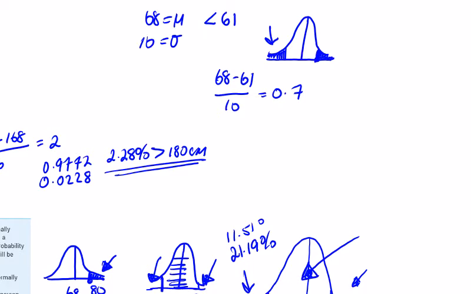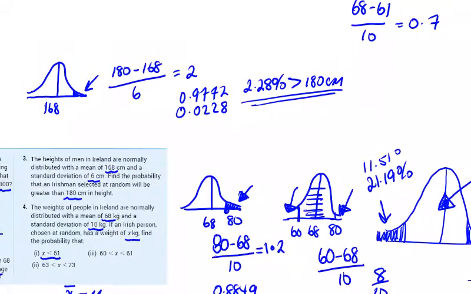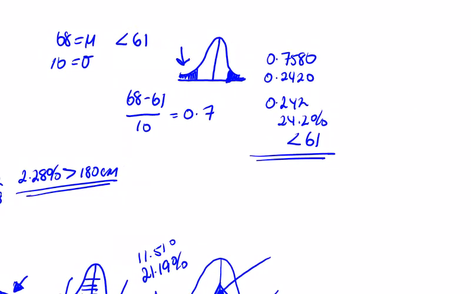0.7 as a z-score is 0.7580, which means the tail is just less than 25%, 0.2420. So 24.2% of people are less than 61. Then we're asked between 60 and 61. So we've got to test 60. So let's do that. Let's test 60.